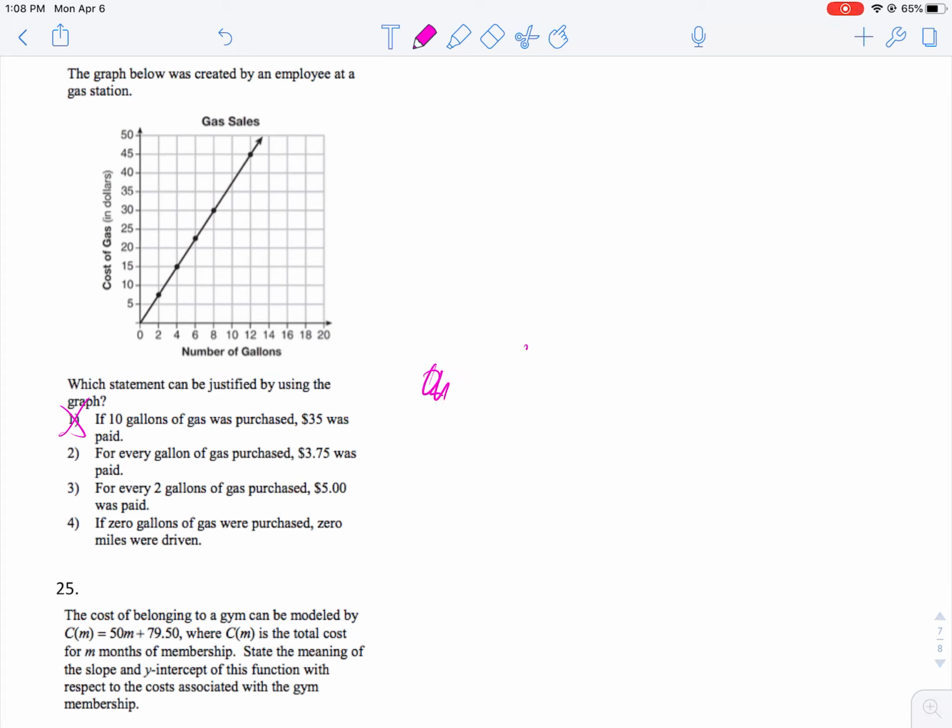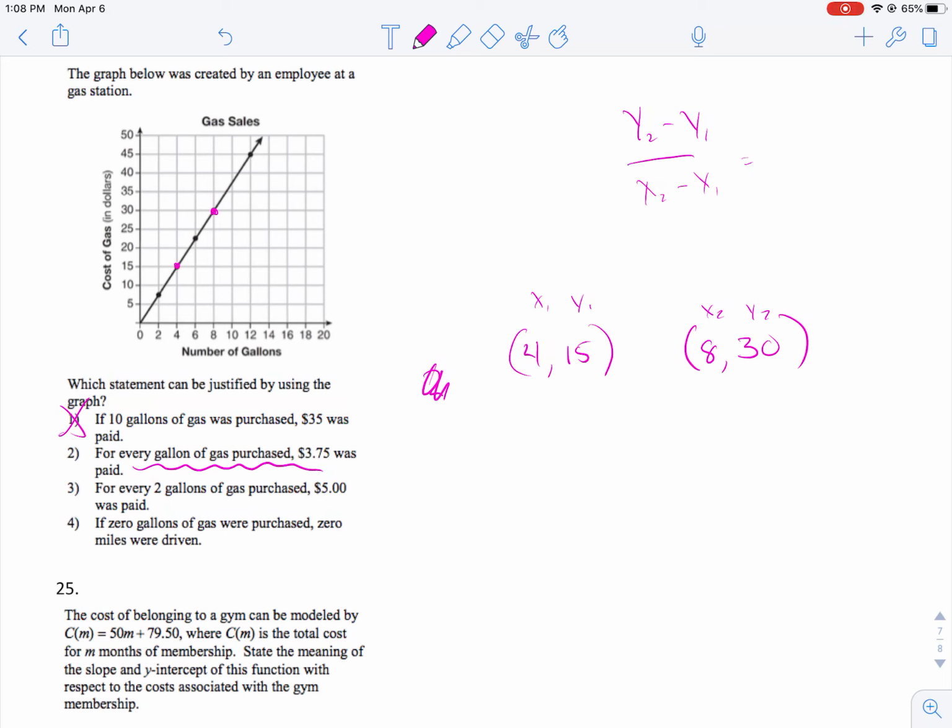For every gallon of gas purchased, $3.75 was paid. Well, let's think about this. At 2 gallons of gas, can't really tell where we're at, but at 4 gallons of gas, we're at 15, and then at 8 gallons of gas, we're at 30. The reason I chose those 2 points is because they fall right on those nice grid lines. I'm going to use this to find the slope, because that's what this is talking about.